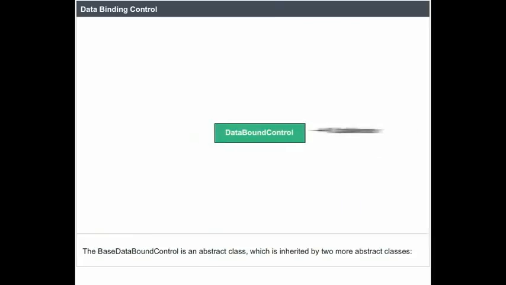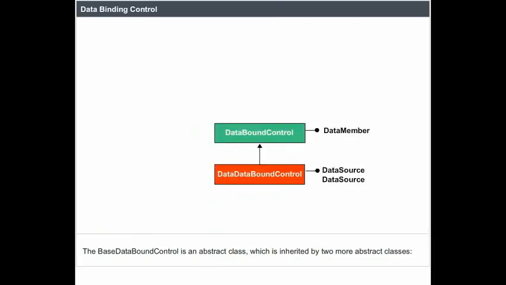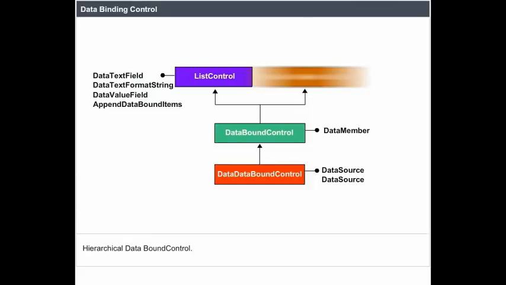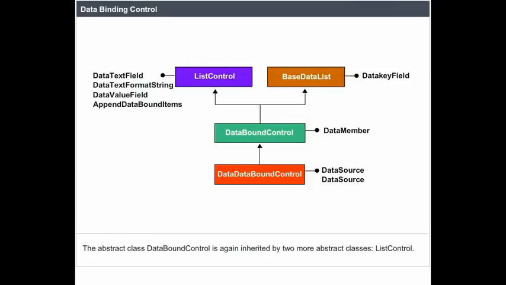The base data bound control is an abstract class, which is inherited by two or more abstract classes: DataBoundControl and HierarchicalDataBoundControl. The abstract class DataBoundControl is again inherited by two more abstract classes: ListControl and CompositeDataBoundControl.